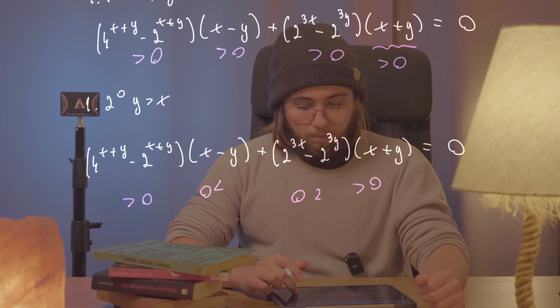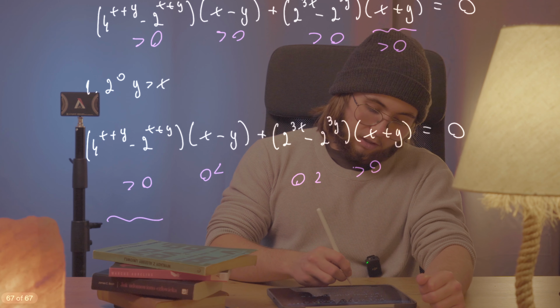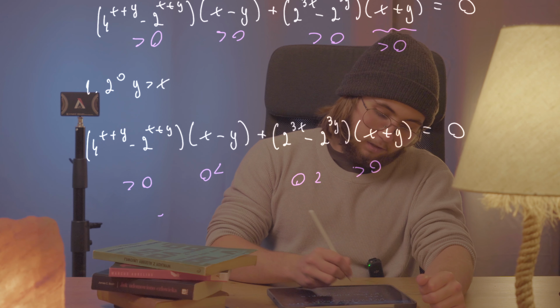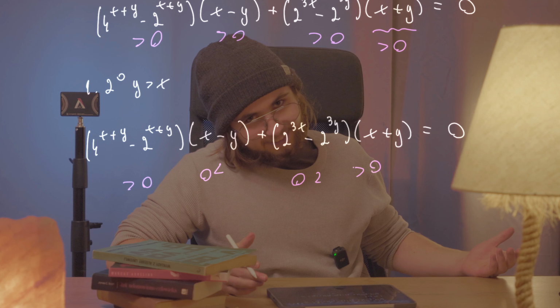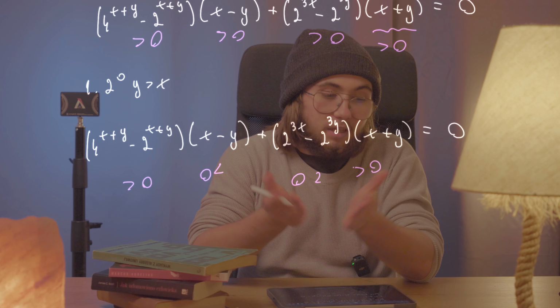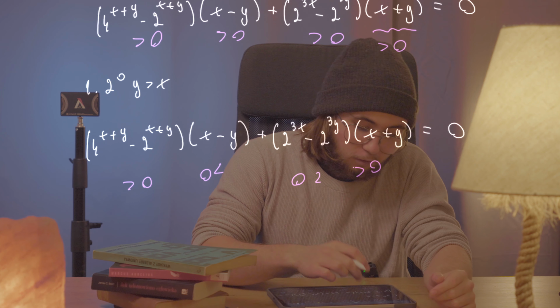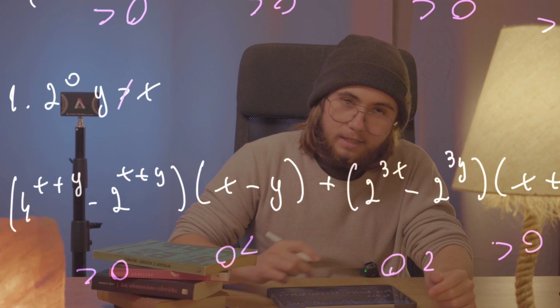So what it means is that this thing as a whole is going to be, well, you guessed it, less than 0. What about this thing? Well, also it's going to be less than 0. And so we are trying to add up two numbers that are less than 0 and expect them to be 0. That doesn't really make any sense either. So what we get is that y cannot be greater than x.